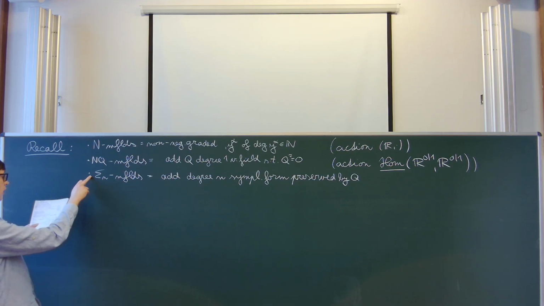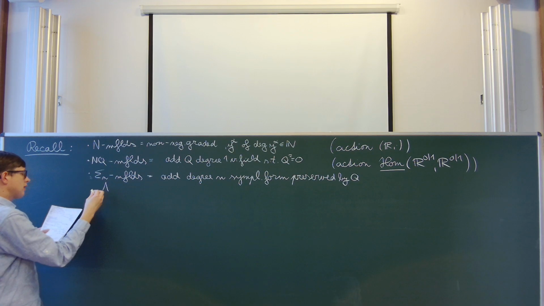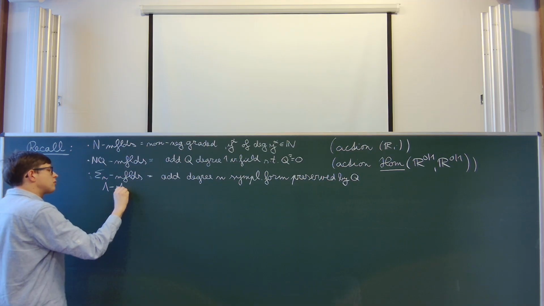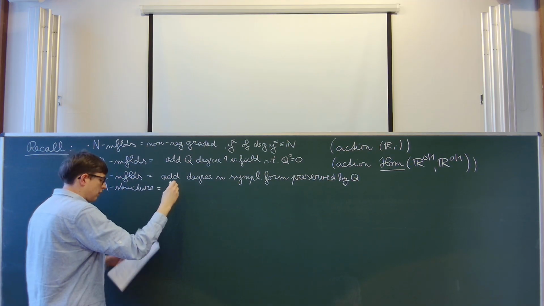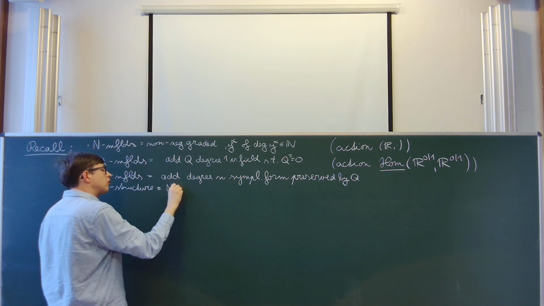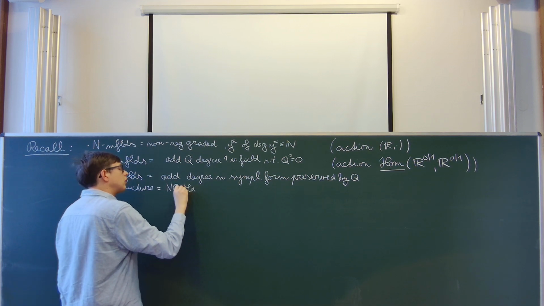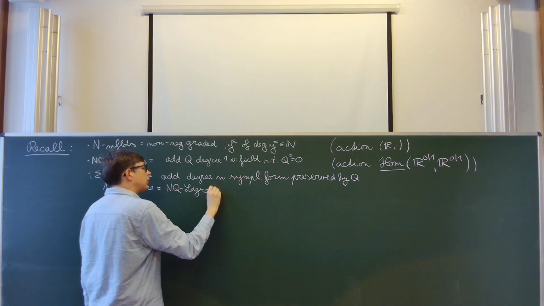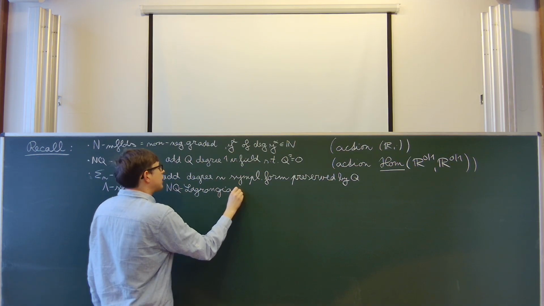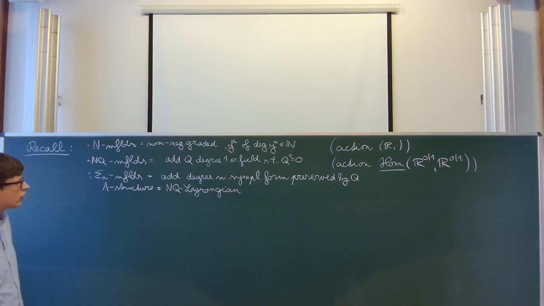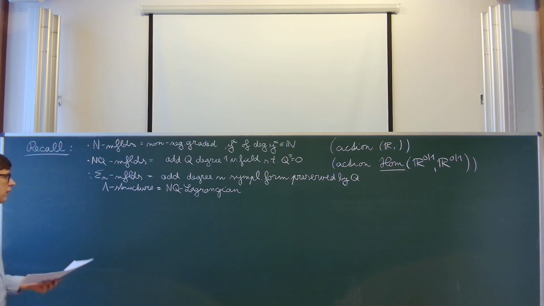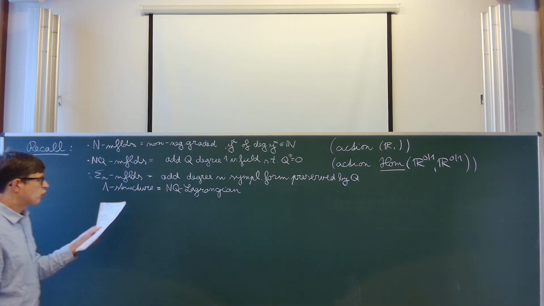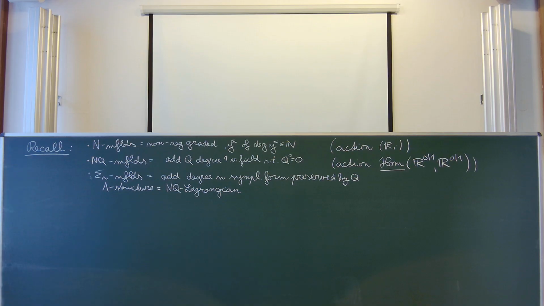And finally, as an accompanying notion, in the last bits, we talked about lambda structures, which is just a Lagrangian. So this is an NQ Lagrangian submanifold. It's a Lagrangian to which the Euler vector field and the Q vector field are tangent. So kind of the natural notion here. And then there were a couple of theorems we proved about these things.